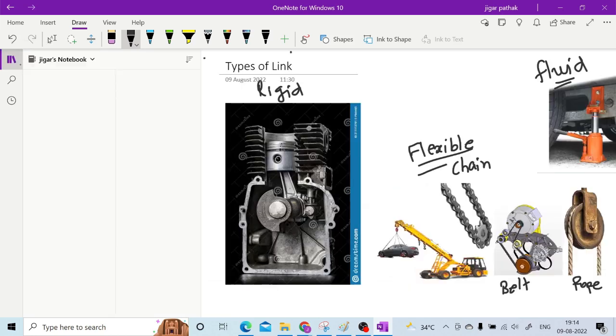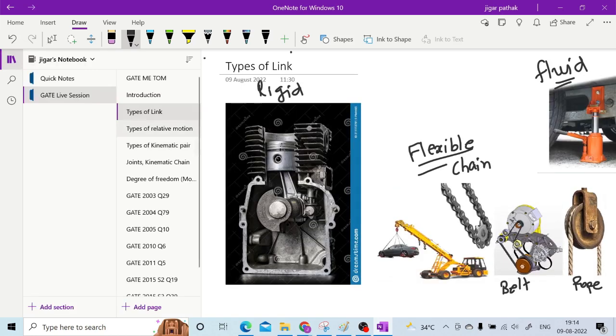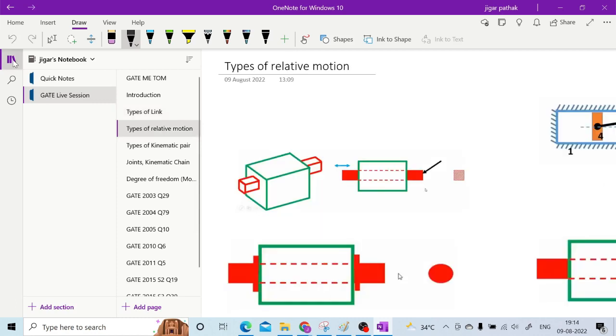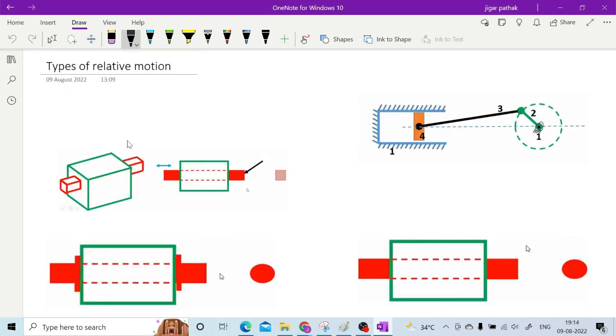Once you have an idea about different types of links, then you can go for the different relative motions between these links. As you can see, there are various types of relative motion. First we will see completely constrained motion.